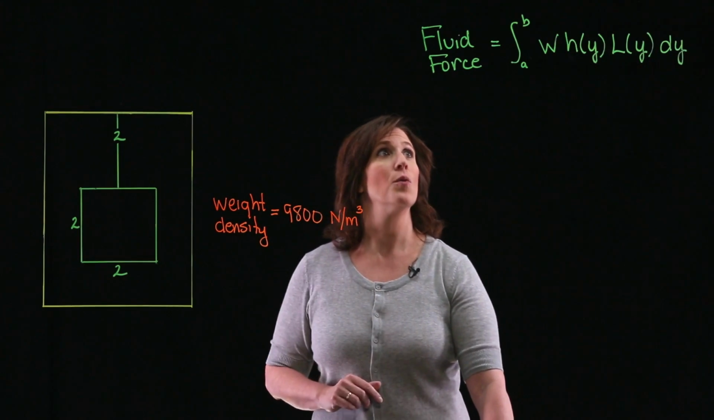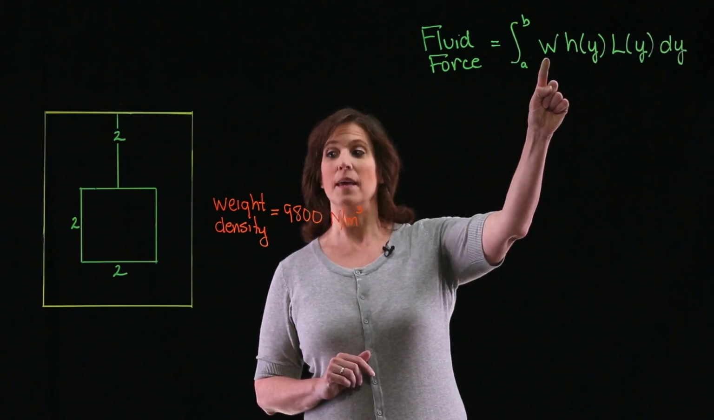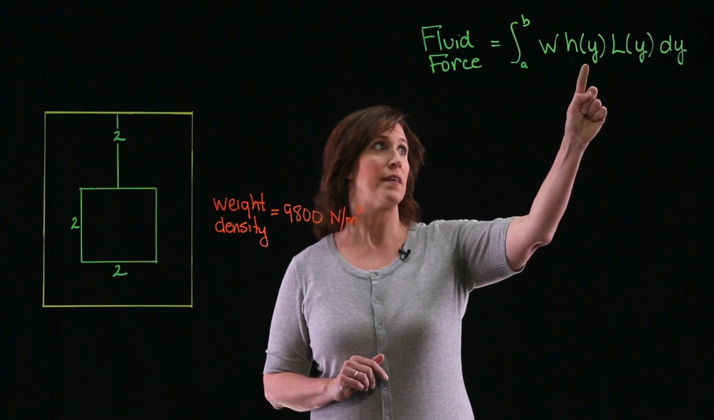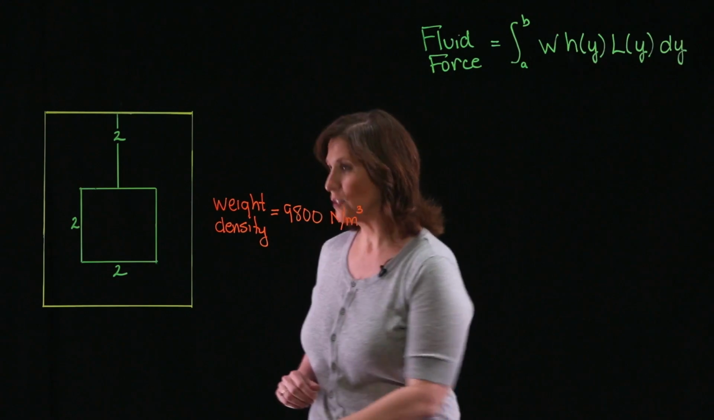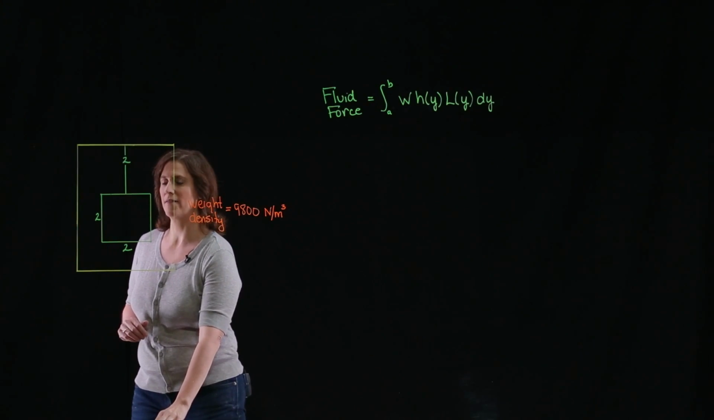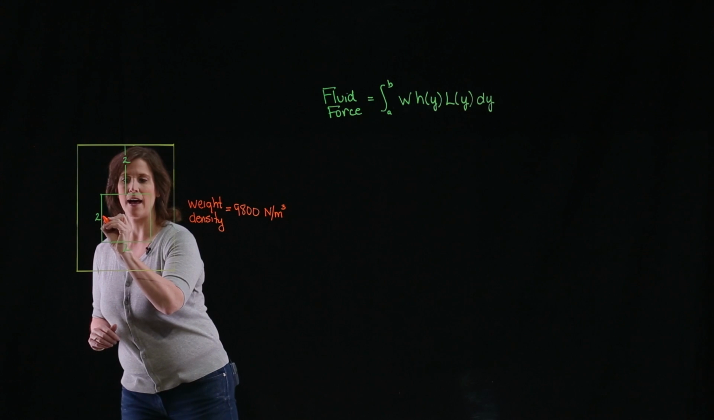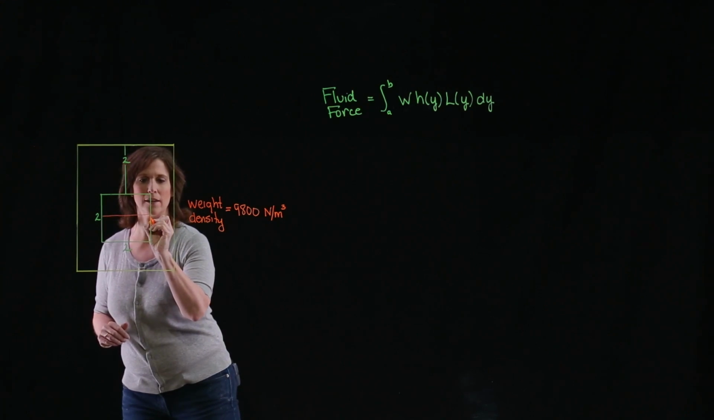To do our integral, we're going to need the weight density, the depth, and the area of my representative element. So let's take a look at a representative element. It's going to be a little rectangle that goes across here.